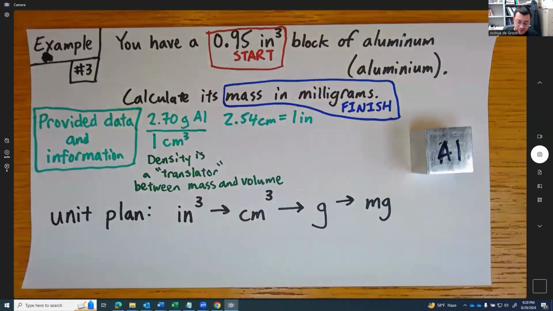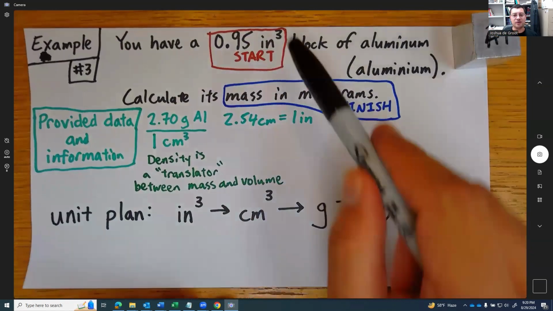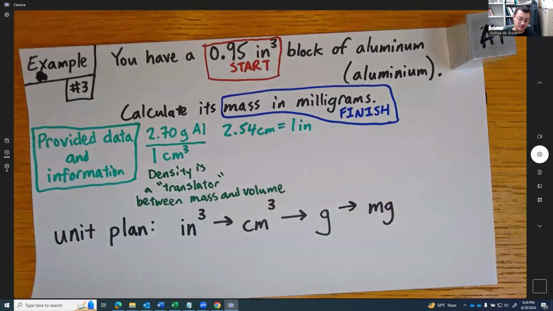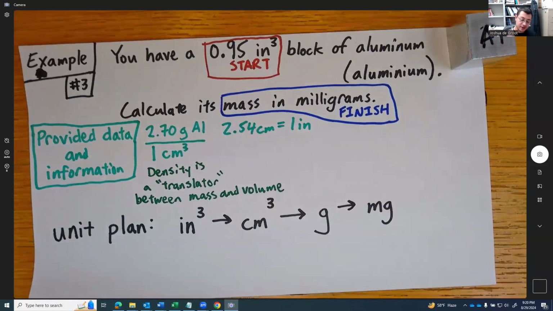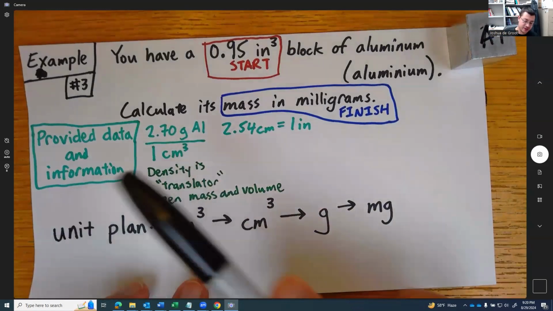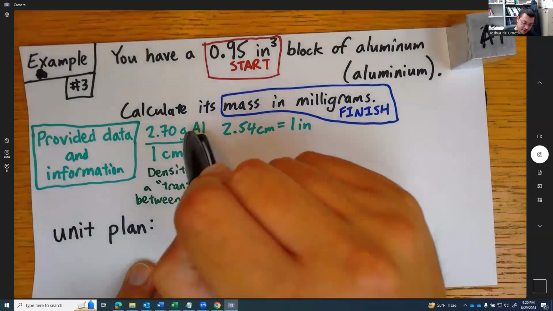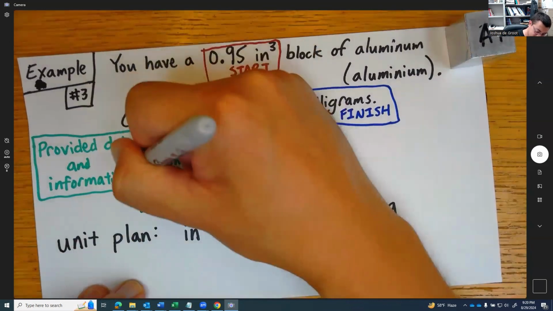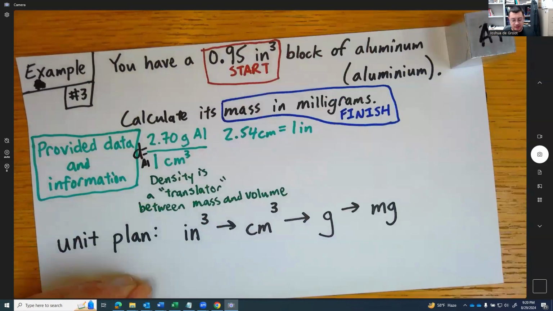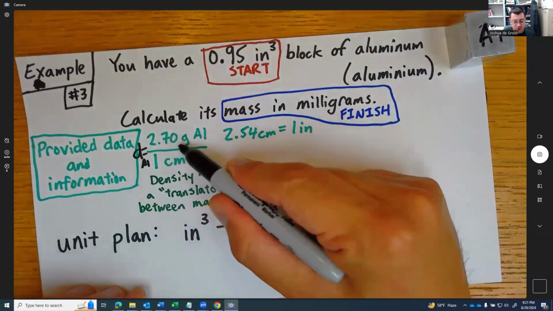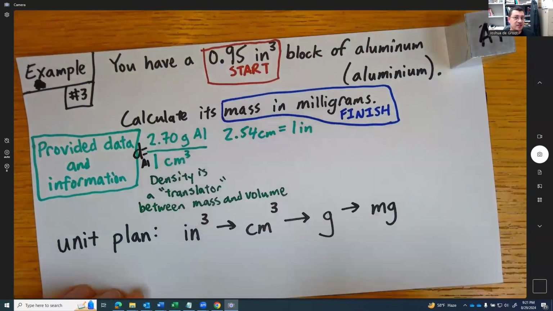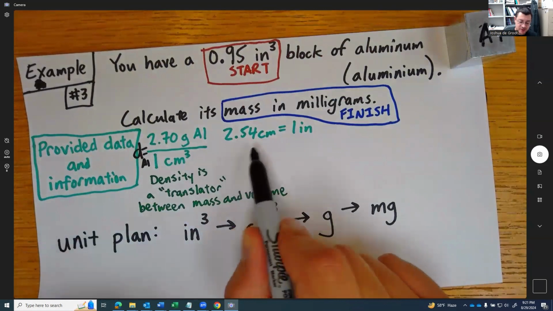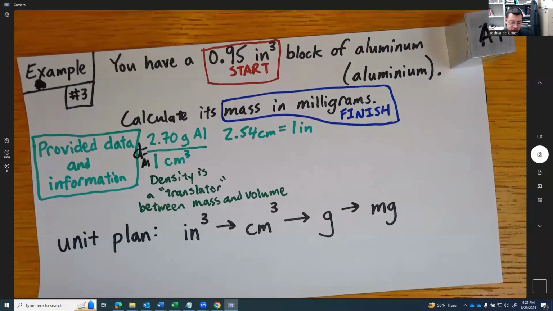And then the problem says this. They give you a volume, but they want you to calculate a mass. It's like, huh? But they do provide some data and information. They tell you, here's the density of aluminum. The density of aluminum, you have 2.70 grams of aluminum in 1 cubic centimeter of that aluminum. And they also remind you 2.54 centimeters is equal to 1 inch. And they say have at it.